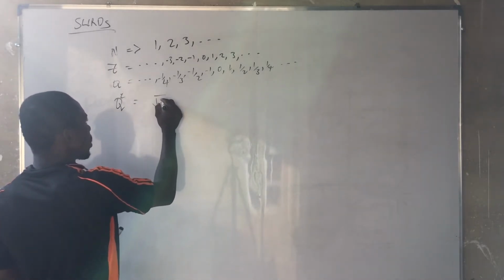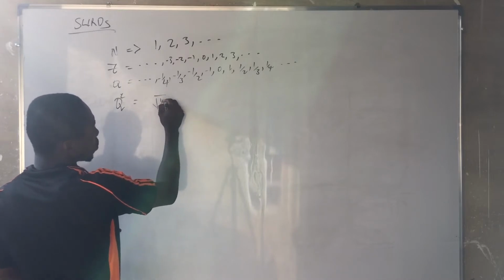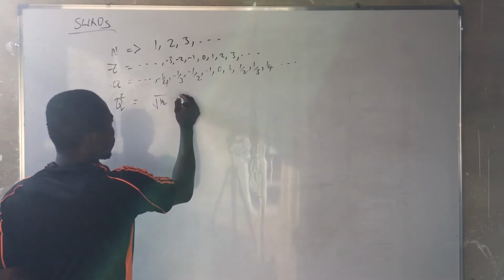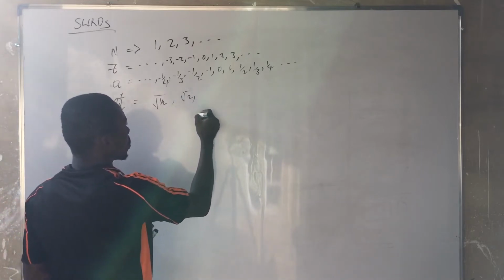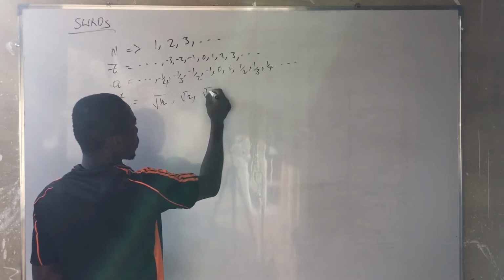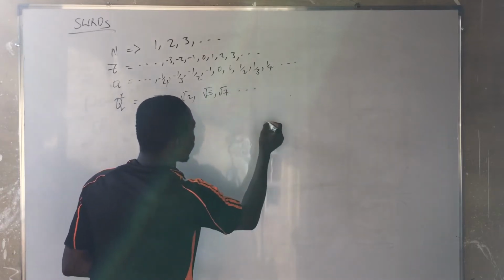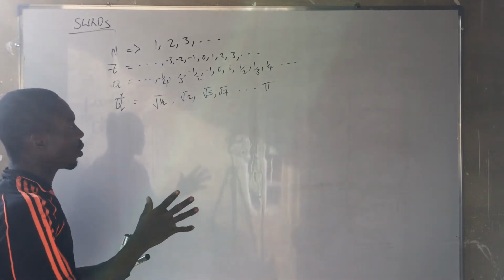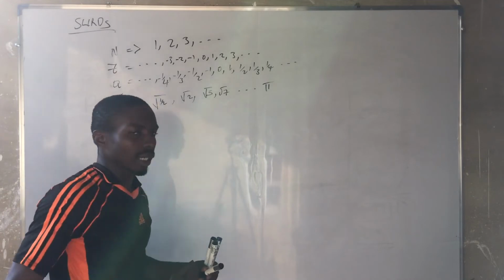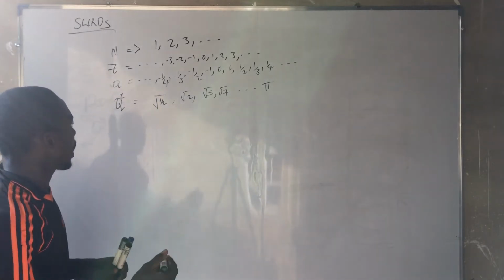Let's take for instance root 1/2. Let's go again. Root 2. Let's go again. Root 5. Let's go root 7. And so on. Even pi. There are those irrational numbers. So now we can use this.